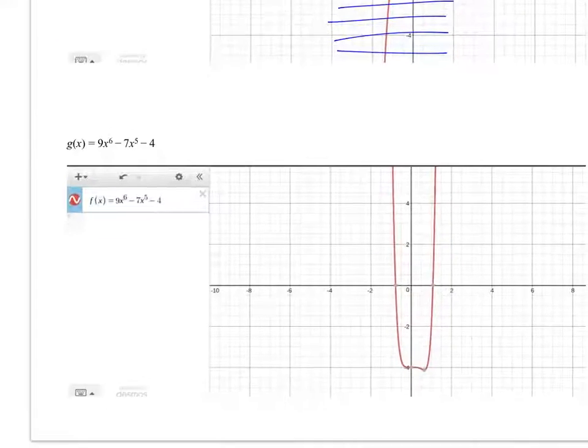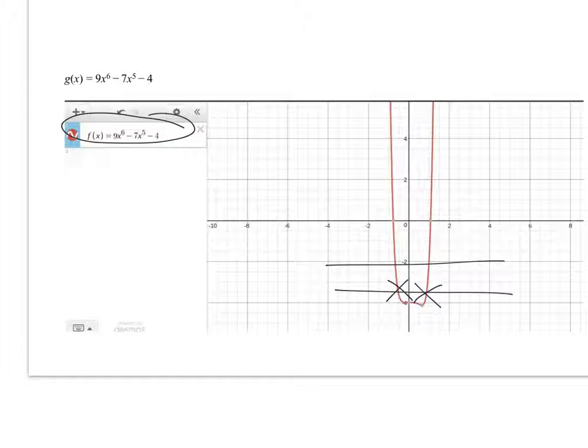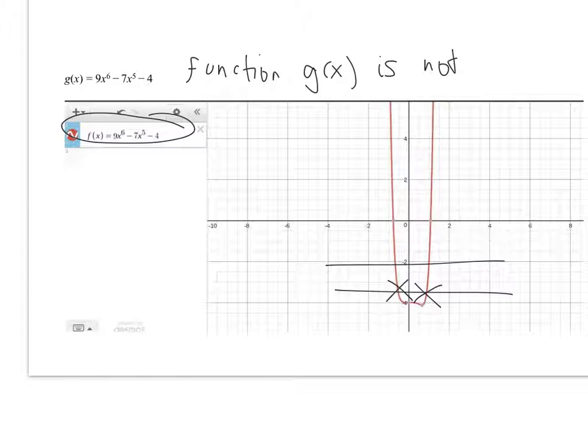So we look at the second one. We have g of x equals 9x to the 6 minus 7x to the 5th minus 4, and you can see I just graphed this in Desmos. If I take some horizontal lines, it definitely hits twice. So we can say this function, g of x, is not one-to-one. And again, being one-to-one will help us have one really cool property.